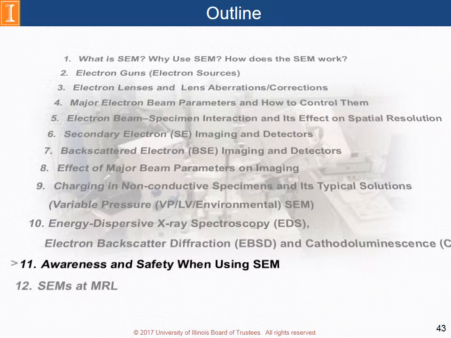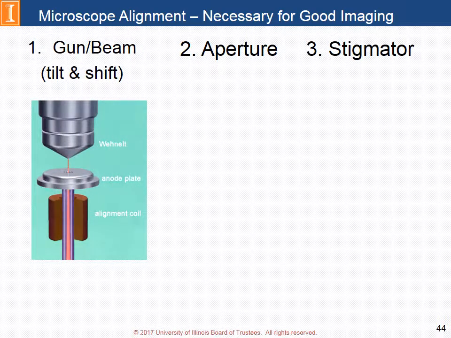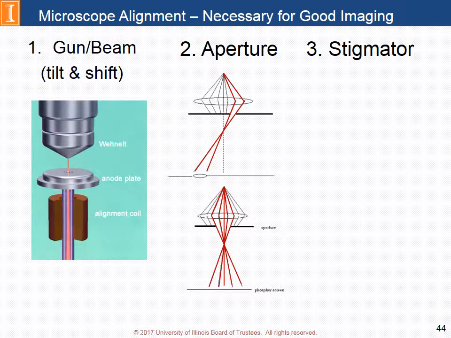Safety and awareness when using SEM. First, the microscope alignment is critical for getting a good image. The alignment usually starts with gun or beam alignment. We want to make sure the beam goes straight down along the electron optical axis. Aperture alignment is also important. We need to make sure the aperture is centered along the optical axis.